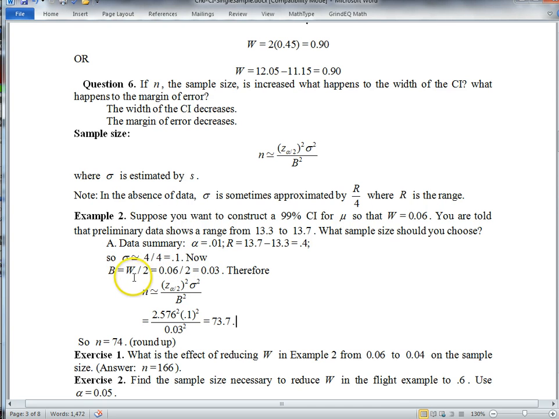My margin of error is the width of the interval over 2, and I use my formula. Alpha is 0.01, so I'm using alpha over 2, 0.005. The corresponding z value is 2.576, which I square. Sigma is 0.1, which I square. The margin of error is 0.03, which I square, and that gives me 73.7, so I round up to 74. Okay.